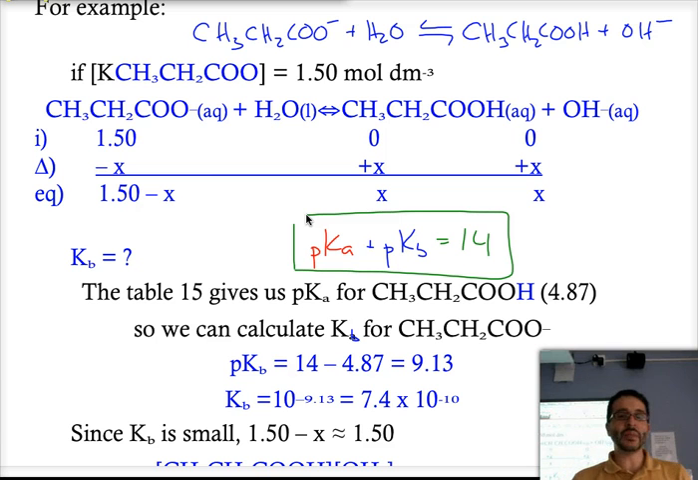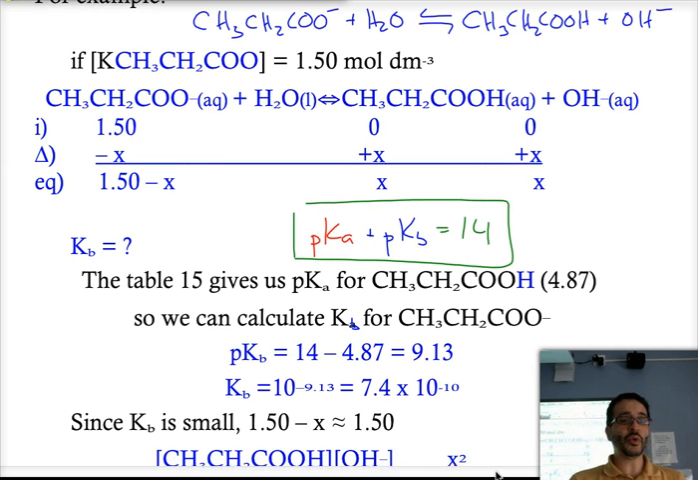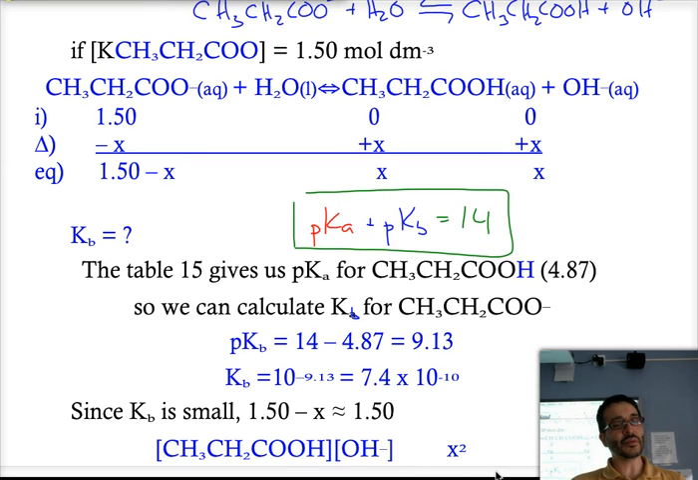So 14 minus 4.87 is going to give you 9.13. When we do 10 times 10 to the negative 9.13, that gives us 7.4 times 10 to the negative 10. Again, a very small value, but it is basic enough to affect the pH. Because the value is so small, 1.5 minus X is going to be approximately just 1.5, because X is going to be so small that it gets lost in the decimal places.